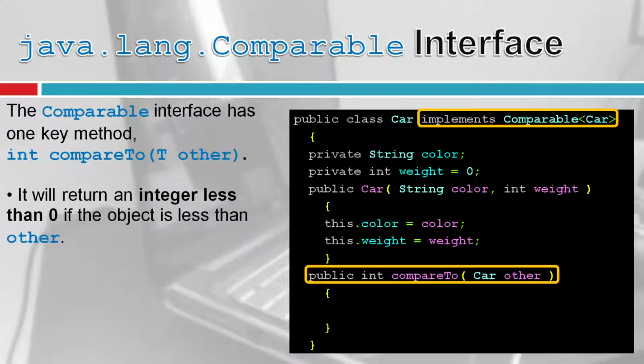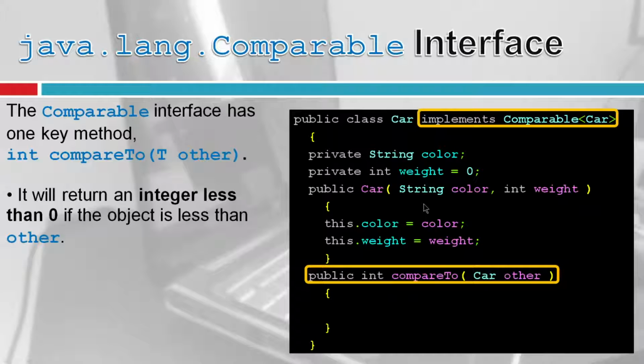If I'm comparing two objects and I'm trying to sort them, I have to define what makes one object greater than or less than another. It'll return less than 0, or a negative number, if the object is less than other. So if I have a car and I'm passing it another car, if this car is less than the other car, it's going to return a negative number.